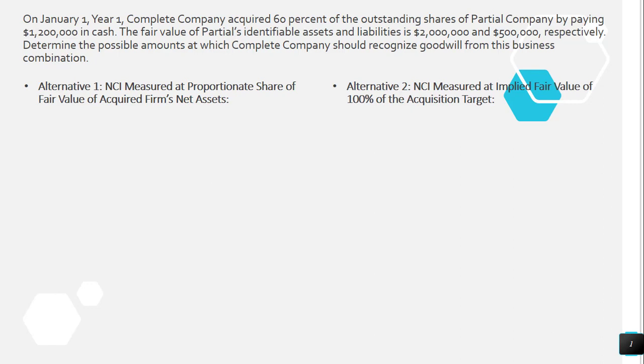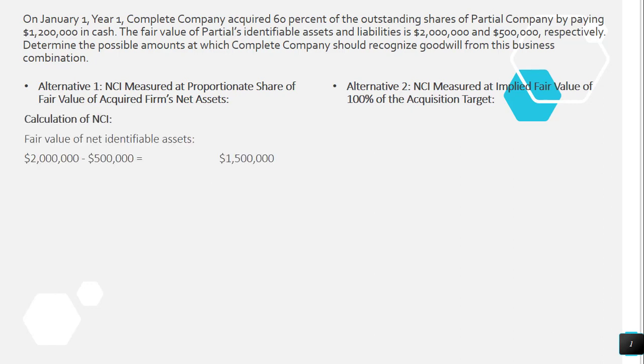So there are two alternative treatments. I'm going to start with alternative 1 to begin. With alternative 1, we need to measure the non-controlling interest, which used to be called minority interest, by the way. That's measured at the proportionate share of the fair value of the acquired firm's net assets. So this will be on the basis of net identifiable assets. As the term net suggests, we are going to have to subtract the identifiable liabilities from the identifiable assets. So the net identifiable assets will be $1.5 million.